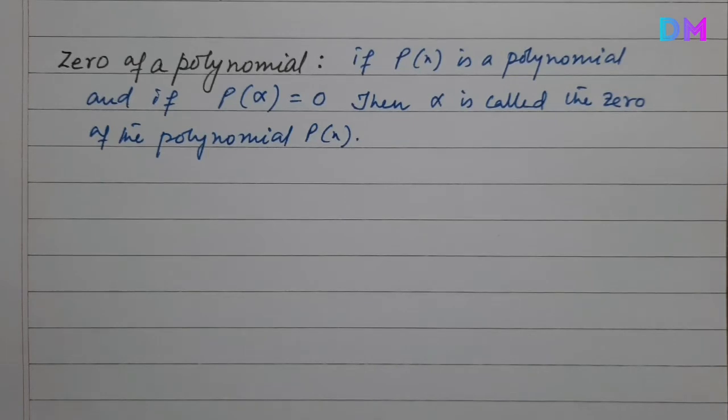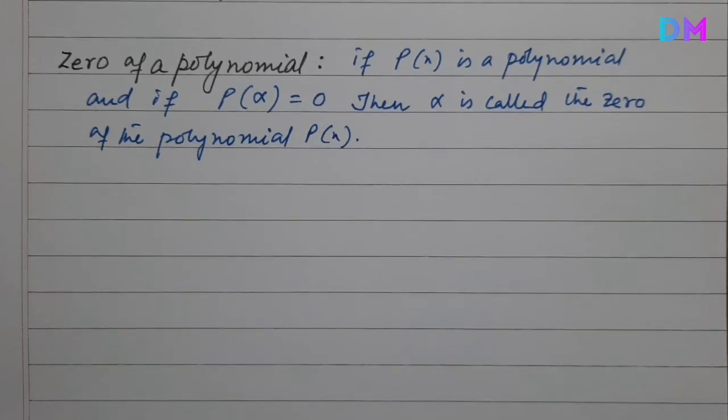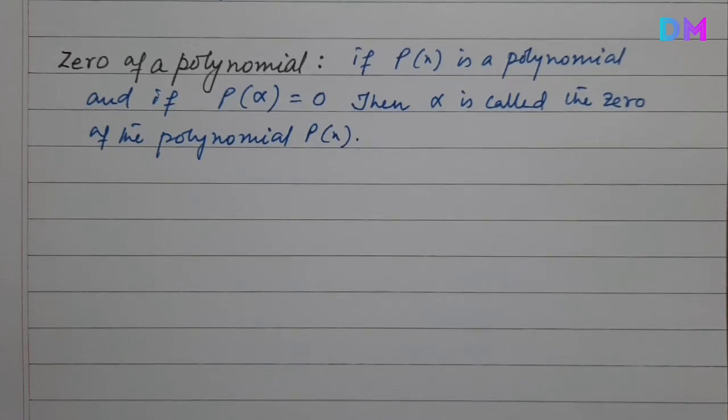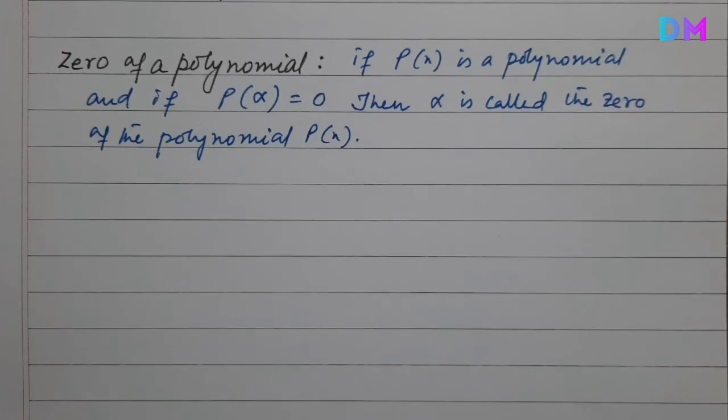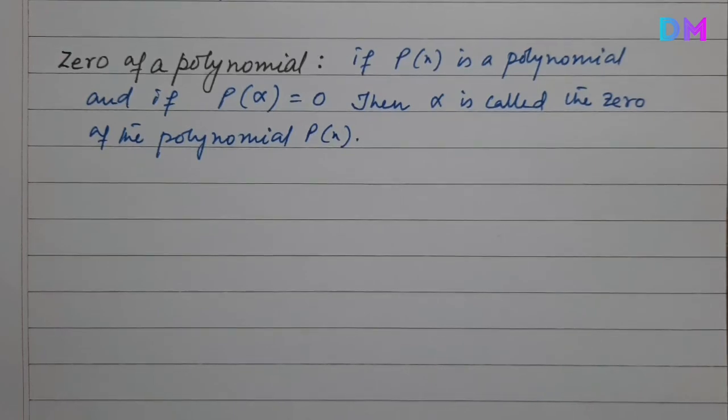Hence, what is the difference between a zero of a polynomial and the zero polynomial? The zero polynomial is always 0. For any value of x, the value of the zero polynomial is always 0. But a zero of a polynomial means that for some polynomial, if for some value of x we get the value of the polynomial as 0, then those values of x are called zeros of the polynomial.